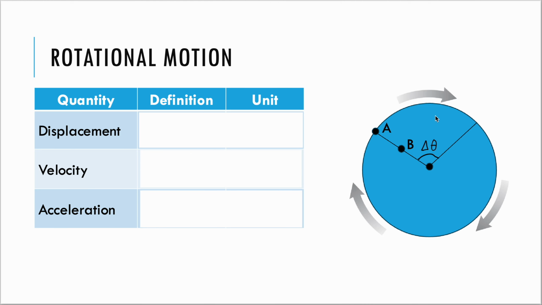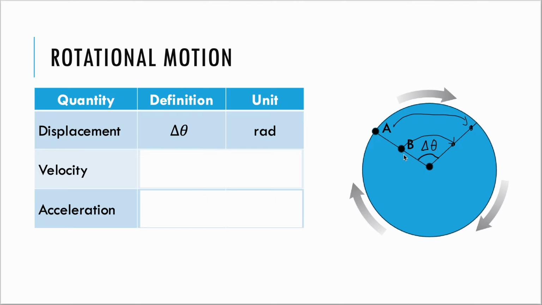When an object is rotating about a fixed point, then the points on that object, such as points A and B here, are going to move a certain angle delta theta as they go from those points to the corresponding point on this line on the right here. That angle theta that they're moving by, that's the displacement. It's the angular displacement, and we use the unit radian to describe it.